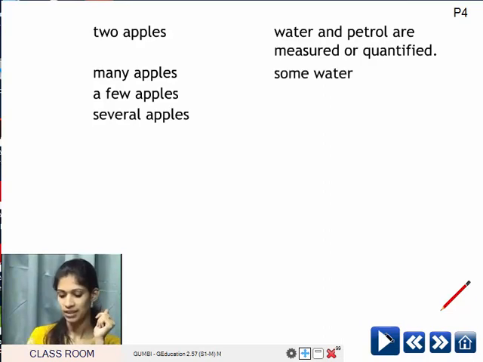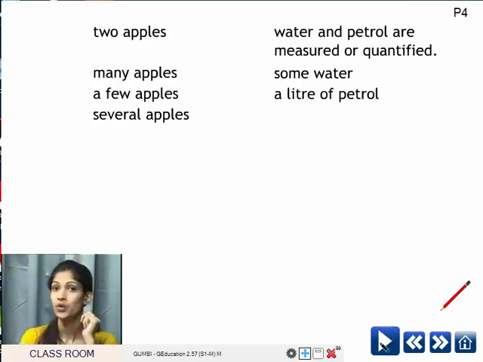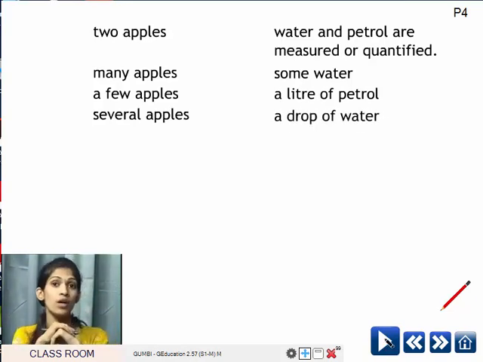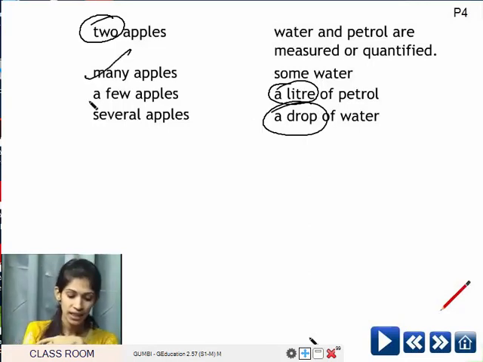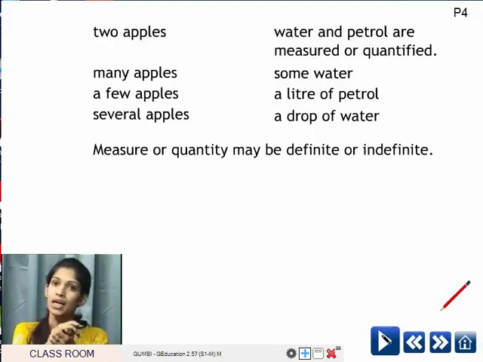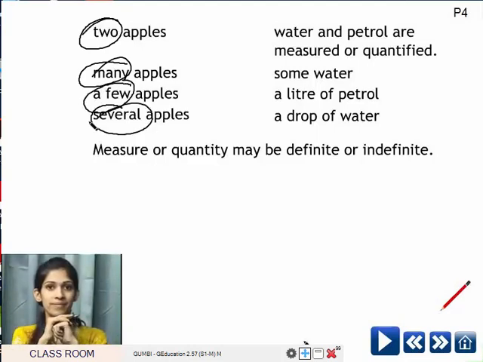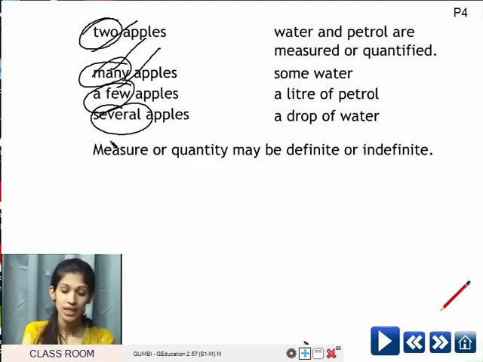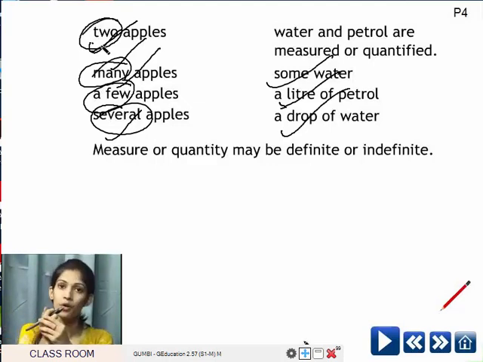Yes, we can. See this example. Some water. We can't say one water, two water. But some water. Give me some water. 2 liters of petrol. A drop of water. A liter of petrol. These are definite quantities. Are there many, a few, several? Indefinite quantity. So measure or quantity may be definite or indefinite. 2 apples, many apples. We are quantifying it. Yes, 2, many, a few, several, some, a liter, a drop. So determiners are the words used to qualify or quantify the nouns. A few, several, some, a little, a drop. Determiners.